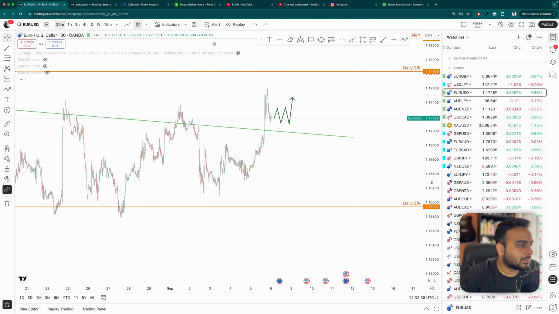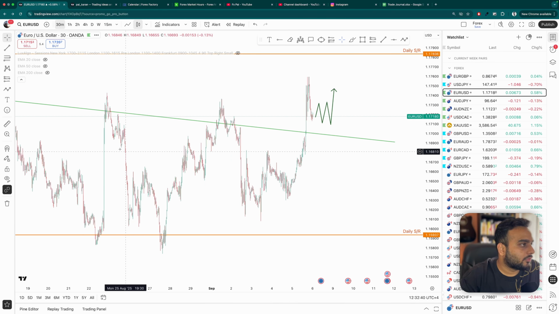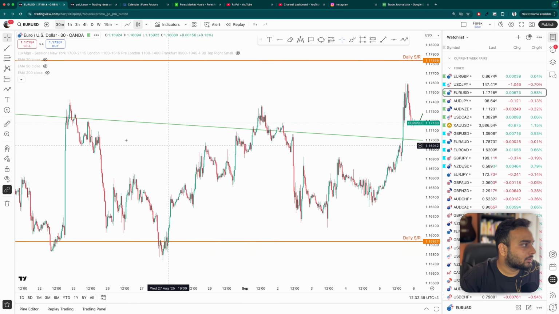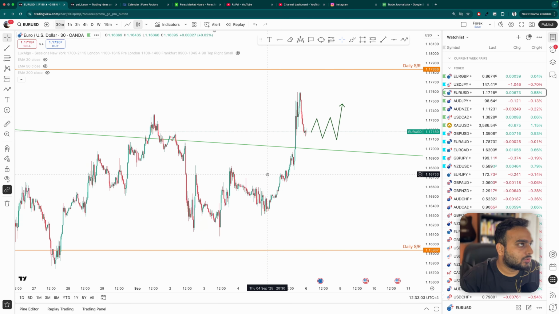maybe something like this. If you see, whenever the trend line is rejected, and then the price comes up, rejects again, pushes down, breaking the previous low, recent low. Okay, the same has been done here as well. So I'm expecting something like this again.